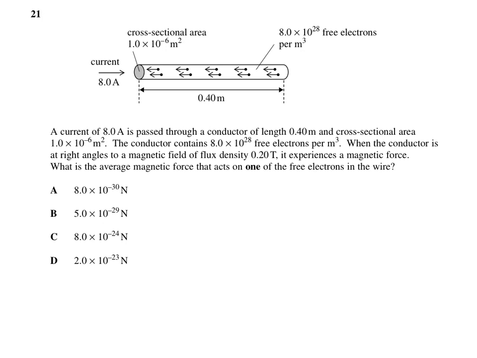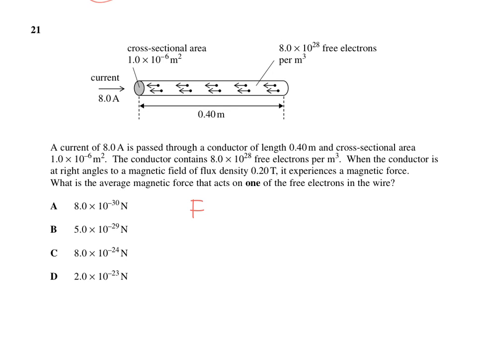A current of 8 amps is passed through a conductor of length 0.4 meters and area of this one. It's got that many charges per meter cubed. When the conductor is at right angles, the magnetic flux density is 0.2 Tesla, and it experiences magnetic force. So what is the average magnetic force on one of these electrons? So we can calculate the total force, and we know that's for this many electrons, so we can do it for one. So first, let's calculate the force. So we're going to do BIL, because it's perpendicular, so it'll be 0.2 times 8.0 times 0.4.